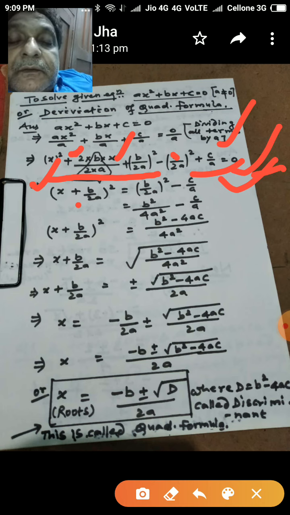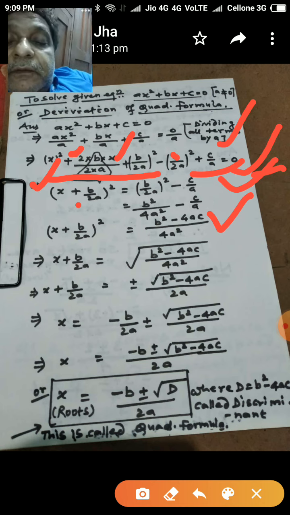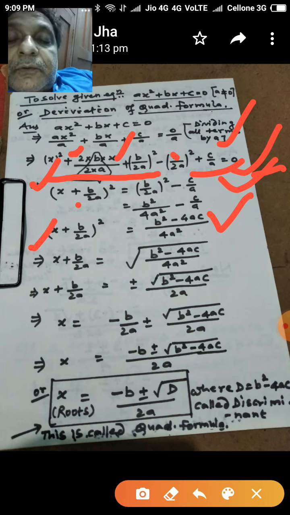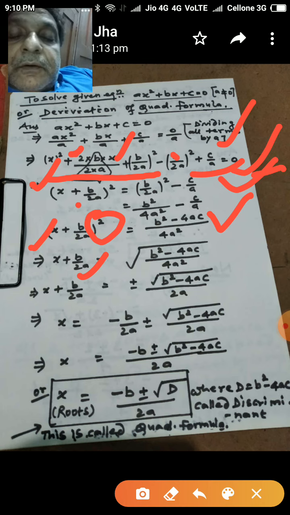On simplifying this, finally we come to the step where it is b square minus 4ac by 4a square. So x plus b by 2a whole square is equal to b square minus 4ac by 4a square. If we remove the whole square, then x plus b by 2a is equal to under root b square minus 4ac by 4a square, which is ultimately equal to plus minus root under b square minus 4ac by 2a.